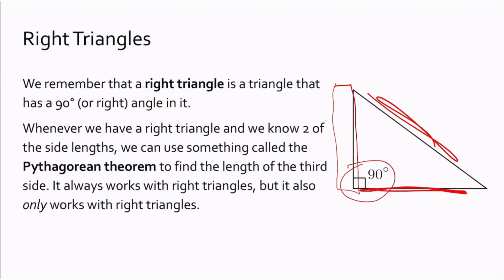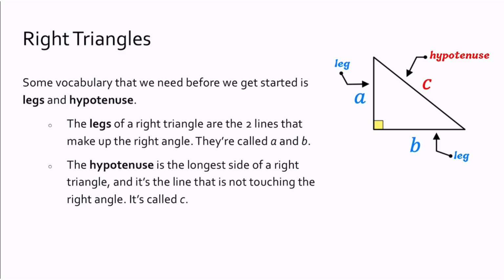So if you have a different type of triangle, like an acute triangle or an obtuse triangle, you cannot use this to find a missing side. It only works with right triangles. So some vocabulary that we need for this when we get started are legs and hypotenuse.